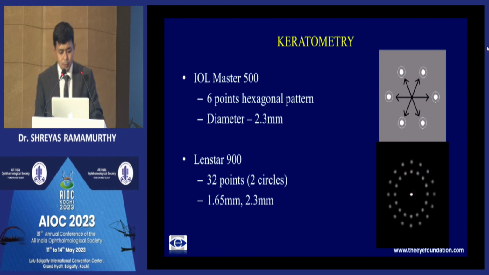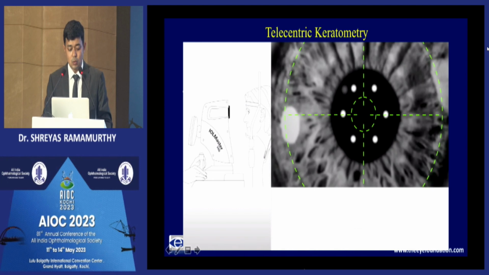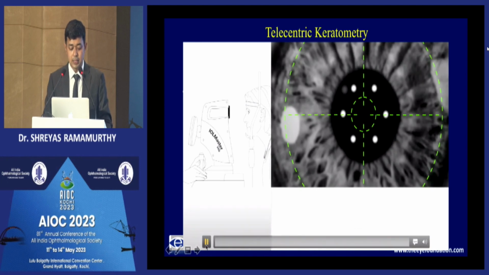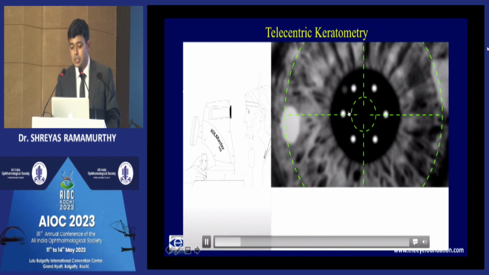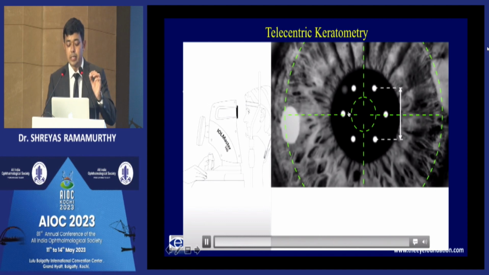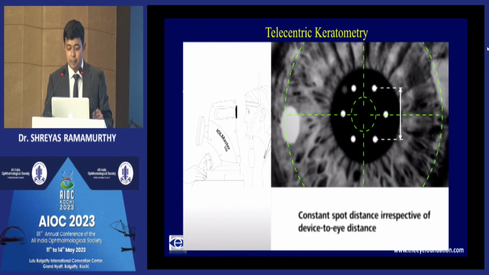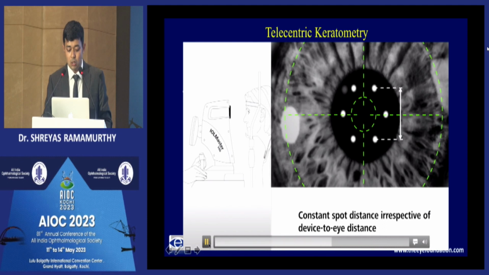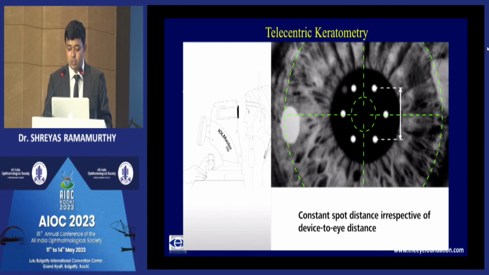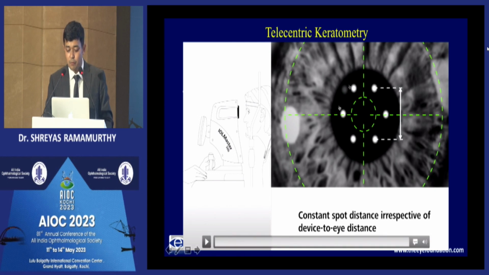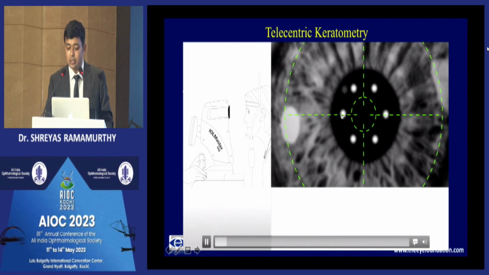So specifically regarding IOLMaster, one additional advantage that you have is something called the telecentric keratometry, where essentially it's a little more idiot proof. Even if the patient is not cooperating very well, or the person who's taking the scan is not doing it accurately, even if the focus is not spot on, the distance between the spots remains the same. So the area over the cornea where you're measuring remains the same.